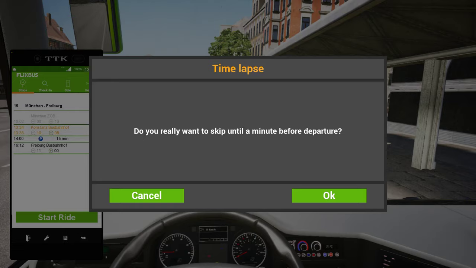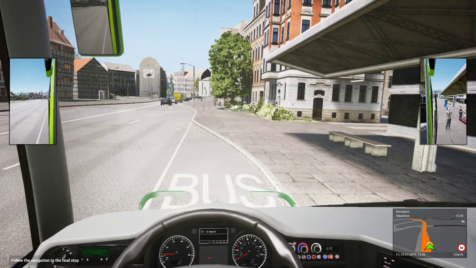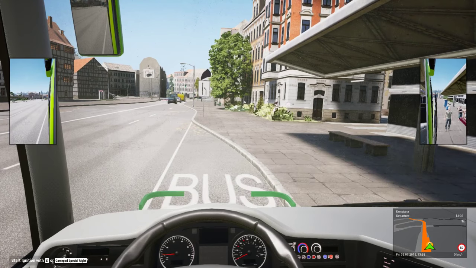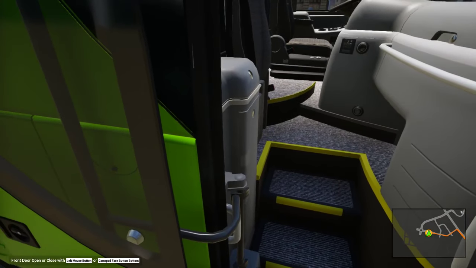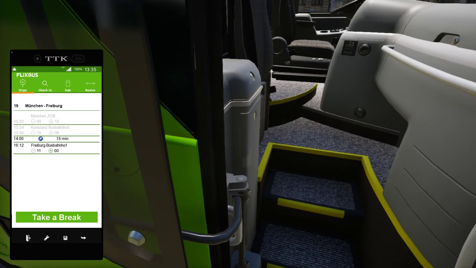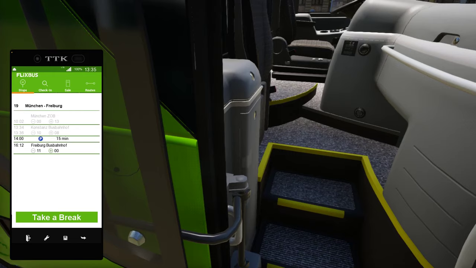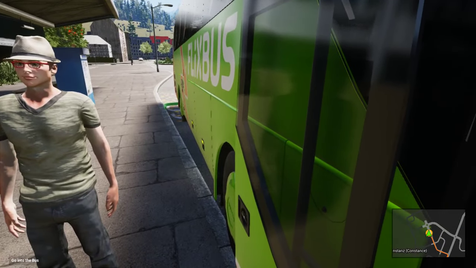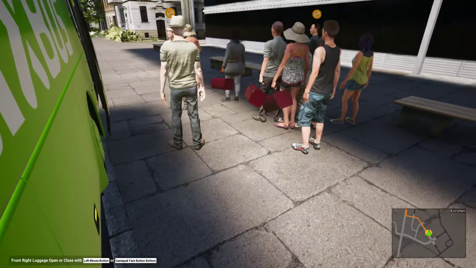Right, do we need to skip forward? Yes. Okay. I'm hoping when I click start ride it'll say take a break. It does. So if I go back and turn the engine off, now theoretically it will let me rest. In order to take a break, the doors are required to be open. Are they not? Oh, the back one's not. Hang on. There you go. Back door's open.